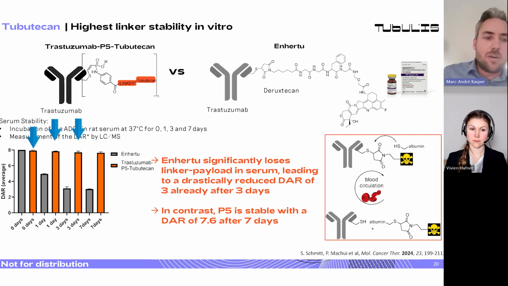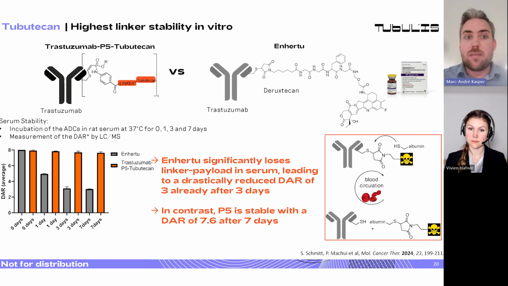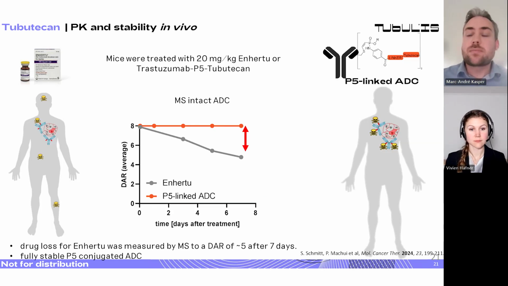And here you can see how it looks for us. So we are fully stable over the whole observation period, and every payload stays on the antibody. So this is the increased stability that we see by using the P5 conjugation platform. We also looked into this in vivo, and this is now a similar experiment.